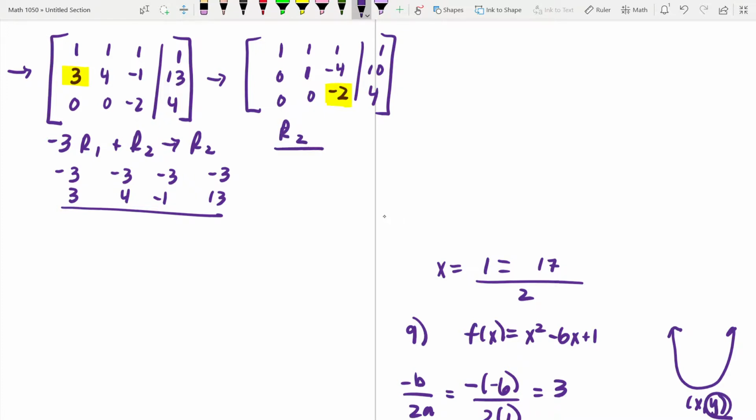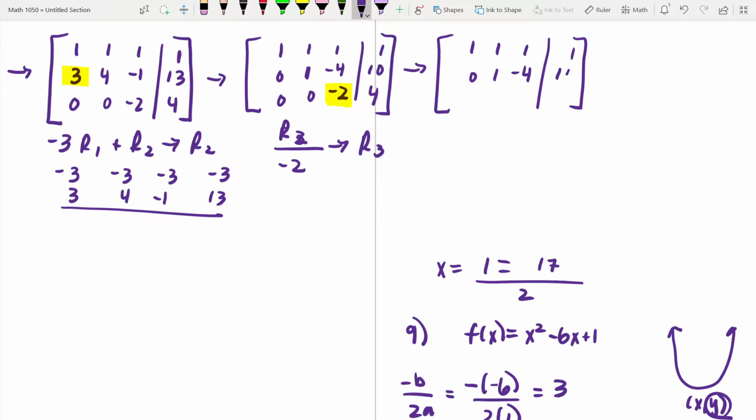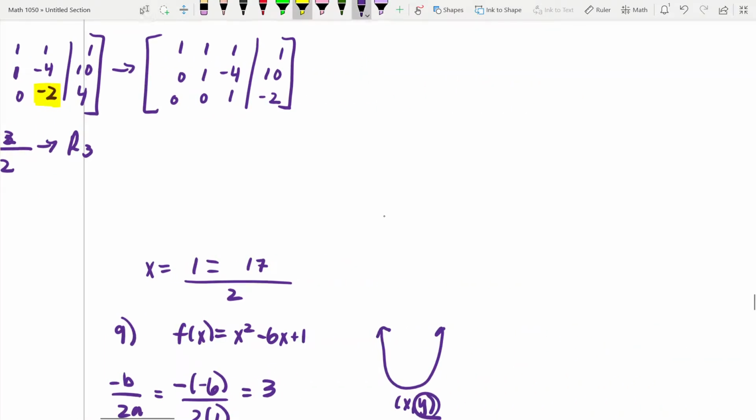So I'm going to go row 3, divided by negative 2, becomes my new row 3. So row 1 doesn't change. Row 2 doesn't change. 0 divided by negative 2 is a 0, so those stay zeros. Negative 2 divided by negative 2 is a 1. 4 divided by negative 2 is a negative 2. So the next step is to make that guy a 0.